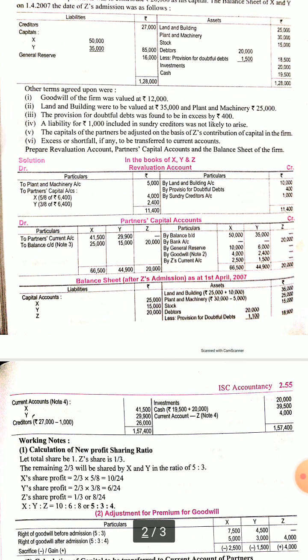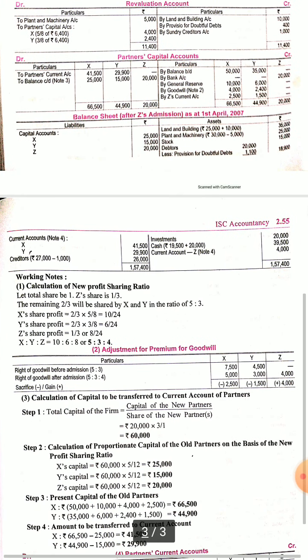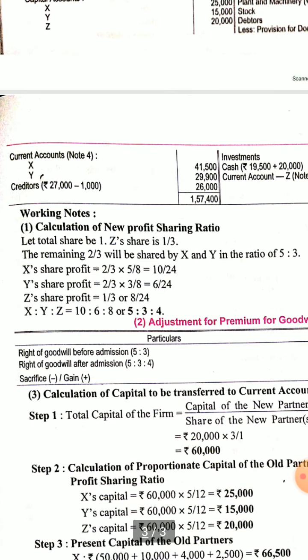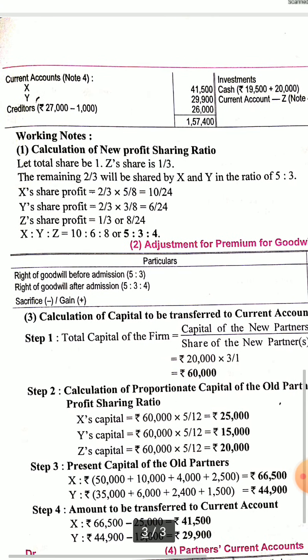Now you have to do the working note. So first, according to the process I told, the calculation of the new profit sharing ratio has to be done. So total share is 1 and Z's share is 1 by 3. So the remaining 2 by 3 will be shared by X and Y in the ratio of 5:3. They will continue to have the same ratio.